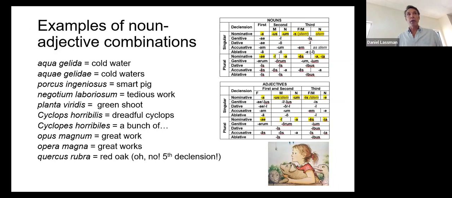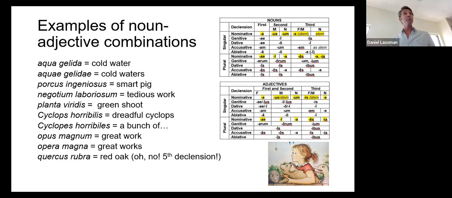This is the tough part of the talk. The rest of it's going to be cake. So here are two charts that show nouns and adjectives. And in the second column, there is the case. So nominative is the subject of a sentence. Genitive is a case that describes possession, usually. So my ball would be in the genitive case in Latin.